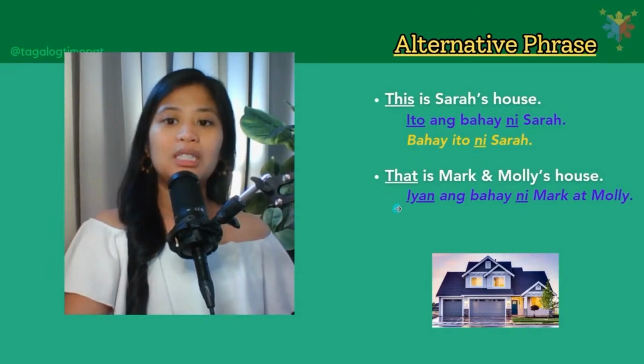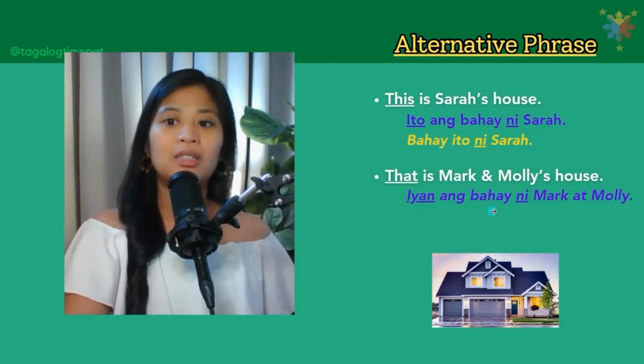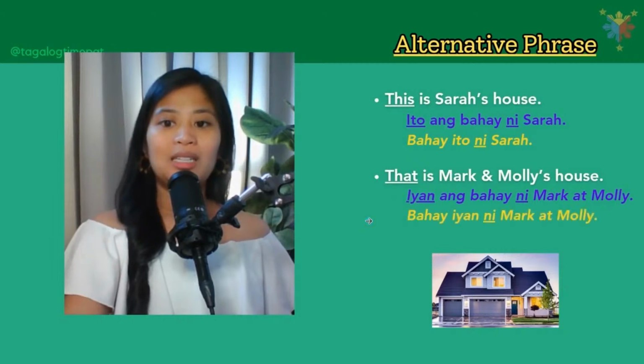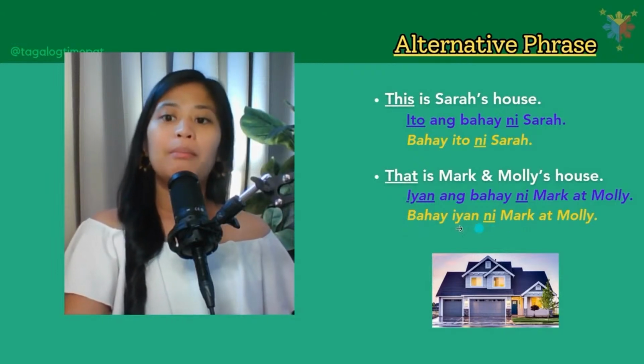So we've learned these sentence structures already. It's the demonstrative pronoun, then it's the word ang, then it's the object, and then it's usually the pronoun, or in this case, it's the people with the possessive sentence marker. Now, the alternative way to say this is, bahay iyan ni Mark at Molly. So the object goes first, then it's the demonstrative pronoun, then it's the sentence marker, and then it's the people's name. Bahay iyan ni Mark at Molly.